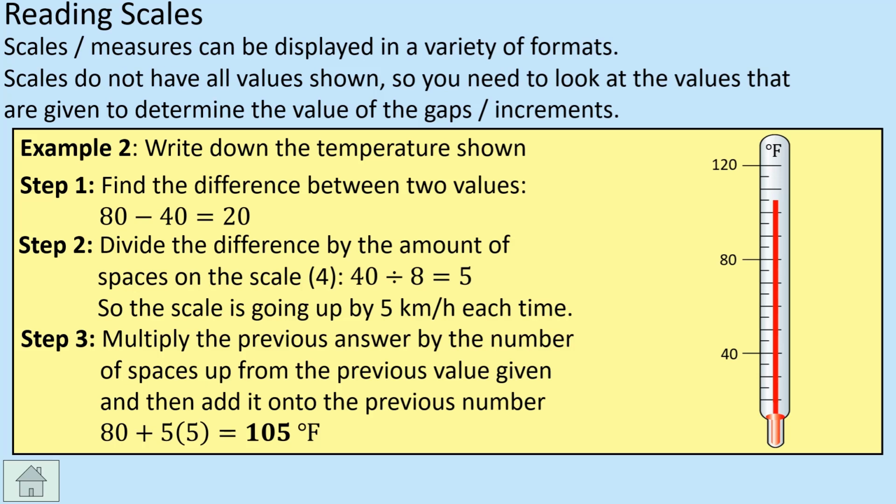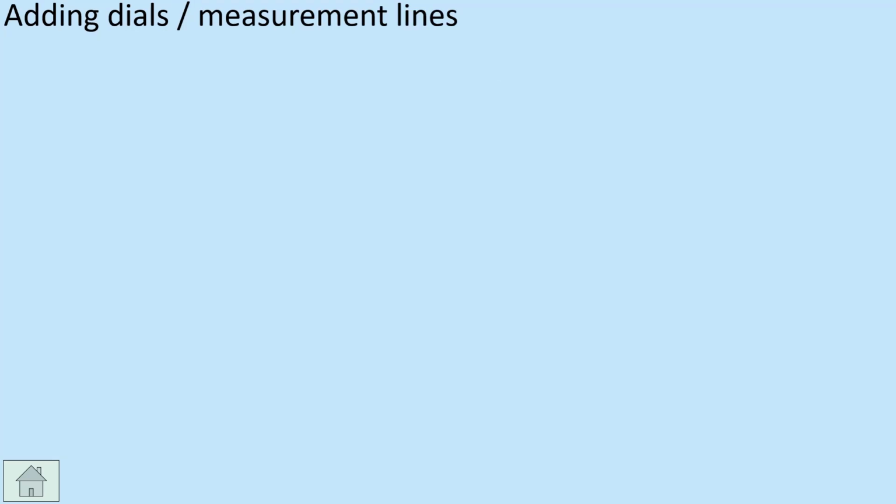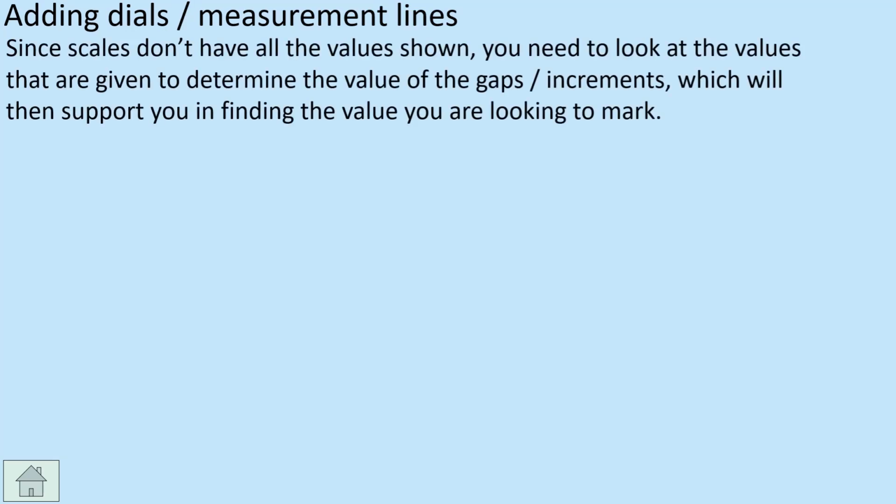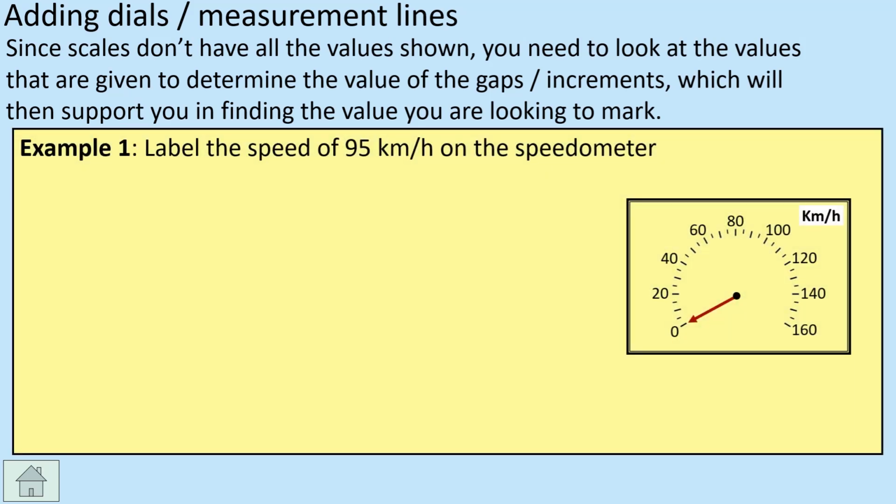It might be that you're given the value, the actual temperature or kilometers per hour or whatever that is, and maybe you need to mark it off on the particular scale given. All right, so maybe adding the dial or the measurement lines, so it's kind of the other way around. Similar kind of process. You need to figure out what the increments are, and then from there determine where your marker should particularly go. So on here it says label the speed 95 kilometers per hour on the speedometer.